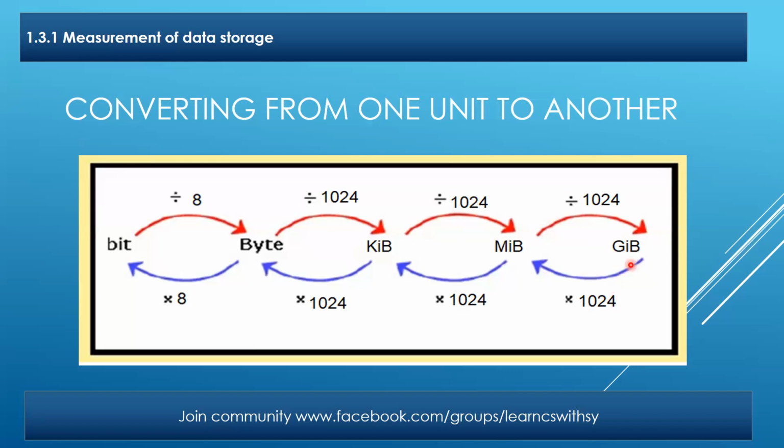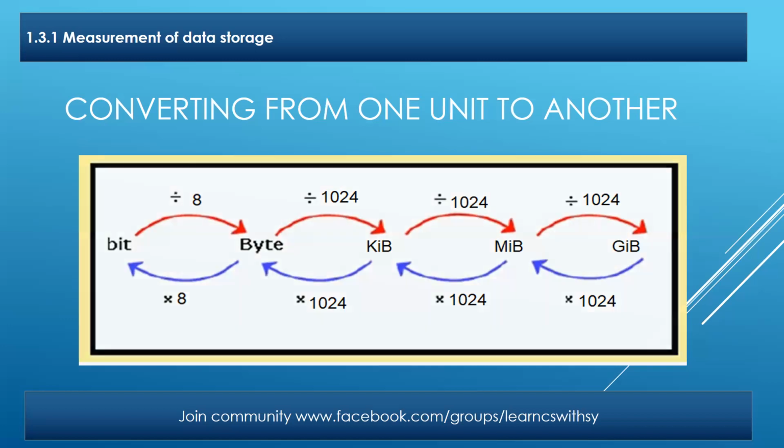Similarly, if you're going from gigabyte to megabyte, you'll be multiplying it by 1024, then megabyte to kilobyte, again 1024, again one more 1024. You're going from kilobyte to byte, again by 1024, and you're going from here to here, you'll be multiplying it by 8. This is the same, but as far as the other units are concerned, the only change is it's now 1024 and not 1000. Understood?